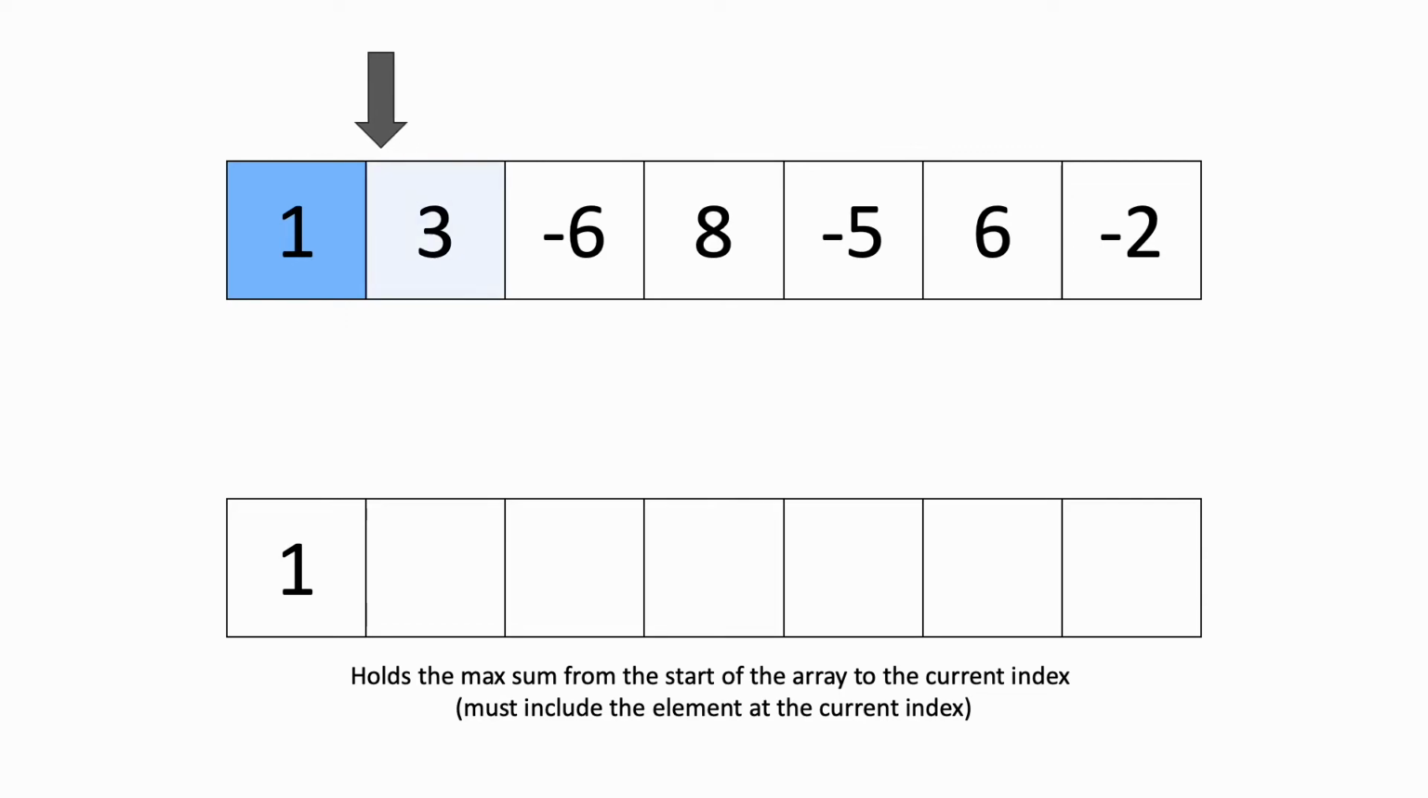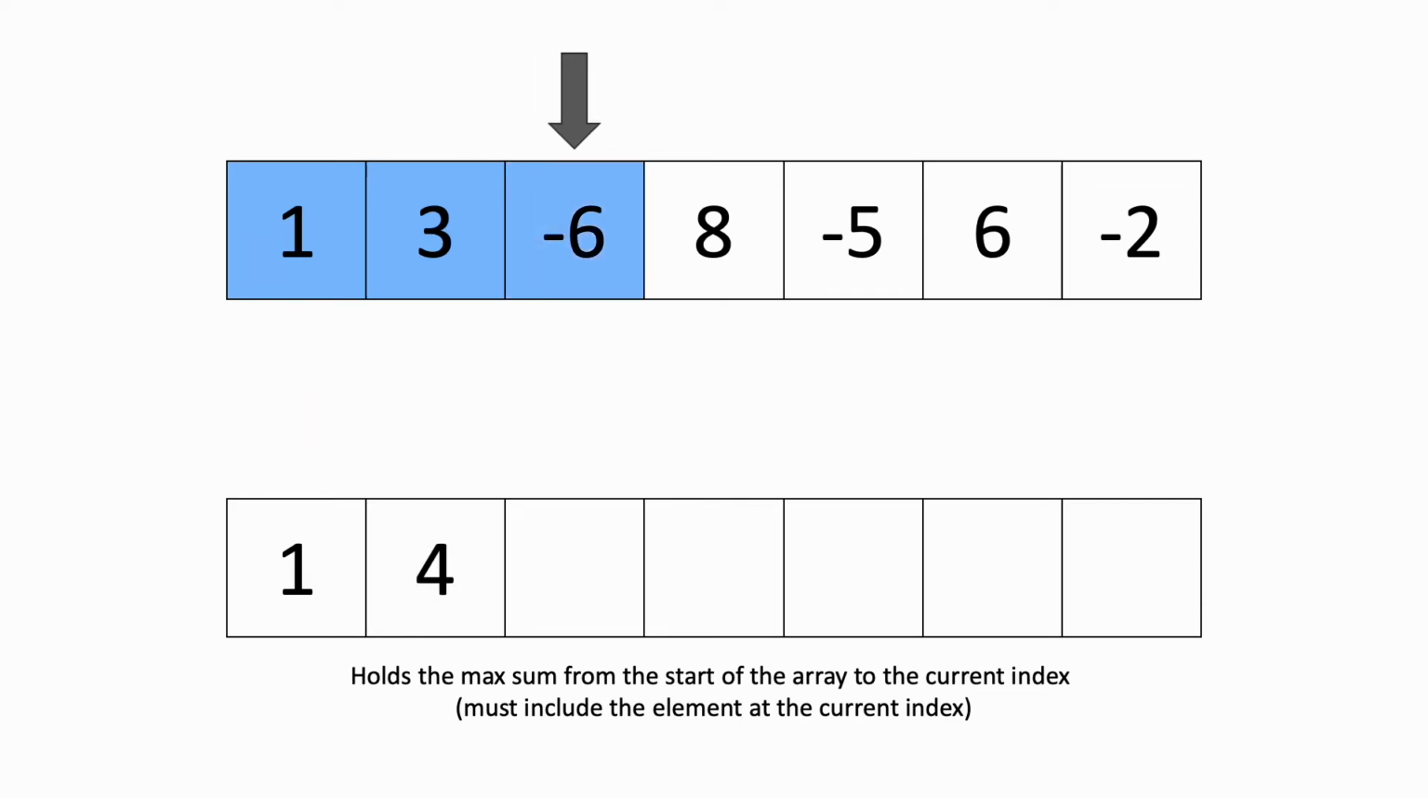Then let's look at the second element, which is 3. Now we'll have to ask, is it better to include the previous maximum sum or exclude it? Since 1 is a positive number, we're better off adding it to our total, so the maximum sum of the subarray ending here is 1 plus 3, which is 4.